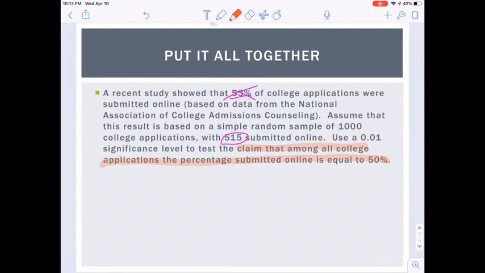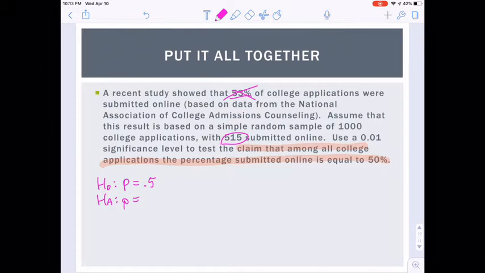So let's start there. I intentionally gave you a little bit of a weird problem. Our null hypothesis is going to be based on that 0.5 from the claim: the proportion equals 0.5, which means the alternative hypothesis is that the proportion is not equal to 0.5, since there's no direction suggested here. We've been told to use a significance level of 0.01, so alpha equals 0.01.